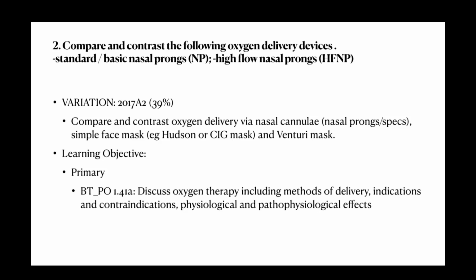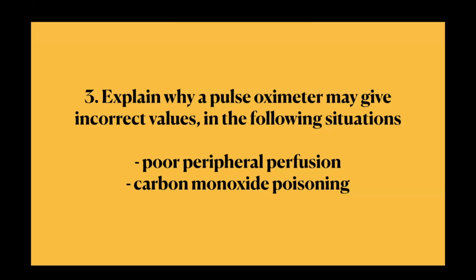pathophysiological effects. Question 3, explain why a pulse oximeter may give incorrect values in the following situations: poor peripheral perfusion, carbon monoxide poisoning. And this was the question that we were discussing earlier, where they were very instructive in terms of what they want you to talk about. So this is a variation. Pulse oximetry has been asked before in the past, but they were very specific here in terms of the clinical scenarios where they want you to apply that knowledge, in terms of explaining why it will give incorrect values.